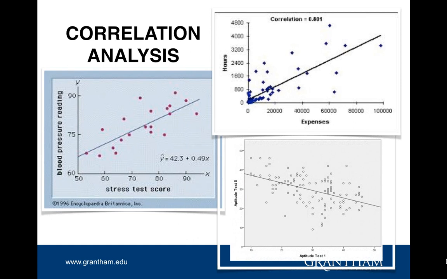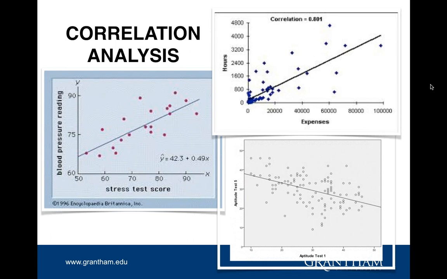In addition, in the first graph to the left, the blue graph, you'll see a formula that says y hat is equal to 42.3 plus 0.49x. Now, this is something called the least squares regression line, and we're going to talk about how to get this as well.